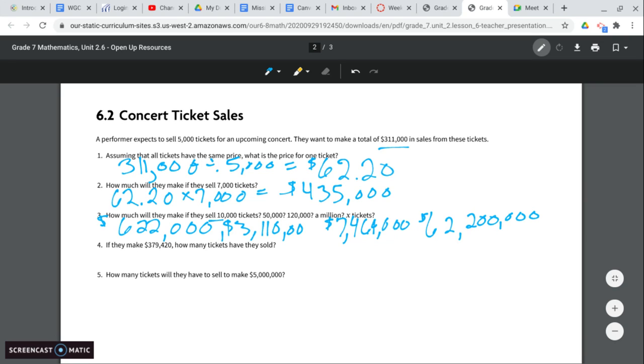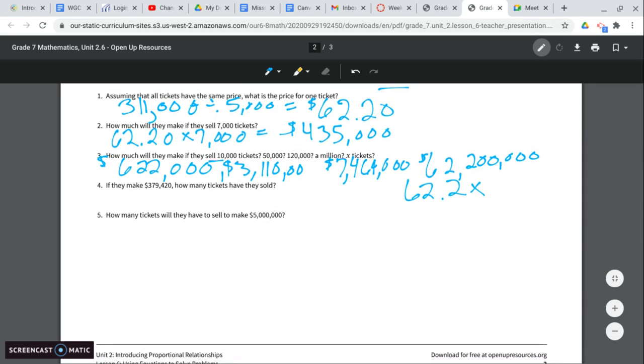62,200,000. And if they sell x number of tickets, 62.2x. We just take however many tickets, just like we did for all of these. We take how many tickets they sold and multiply it by the price per ticket. For number 4, if they make 379,420, how many tickets have they sold? If we know that this is how we find how much they made, we can set that equal to how much they did make to find out how many tickets they sold.